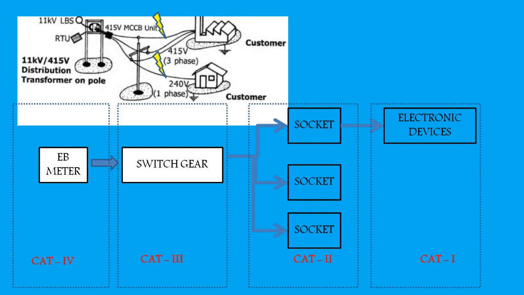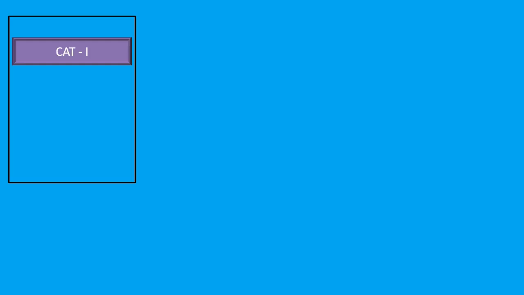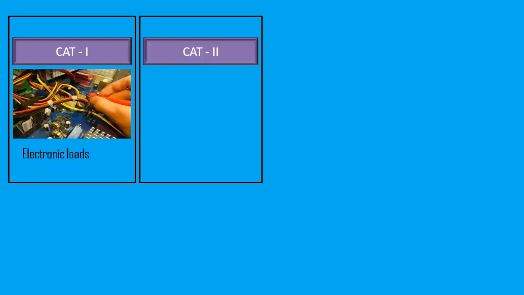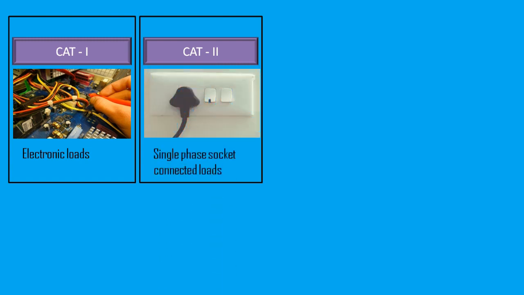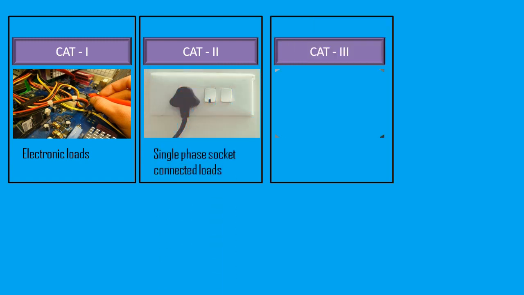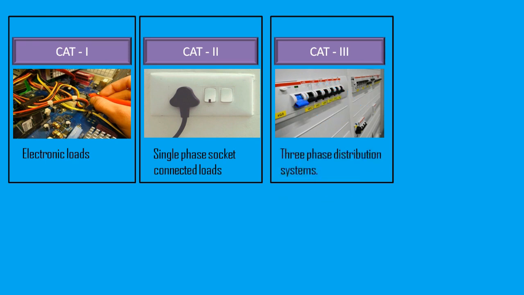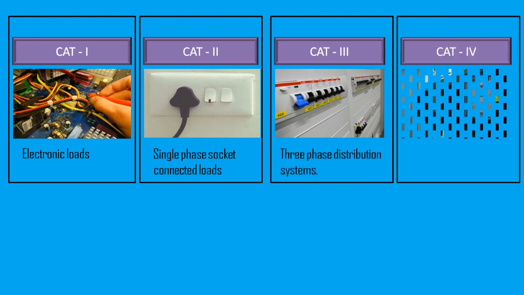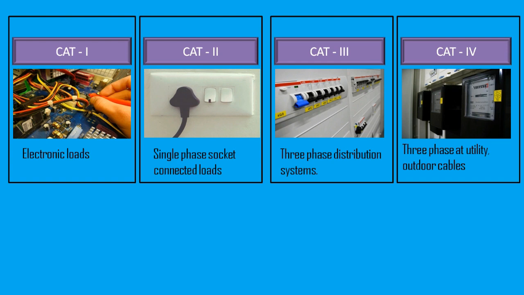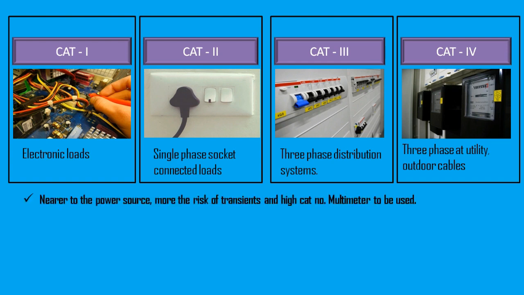So, in this slide, we will see examples of CAT 1 to CAT 4. CAT 1, electronic loads. CAT 2, single phase socket connected loads. CAT 3, 3-phase distribution systems. CAT 4, 3-phase utility, outdoor cables. So, nearer to the power source, more the risk of transients and a high CAT number multimeter is to be used.